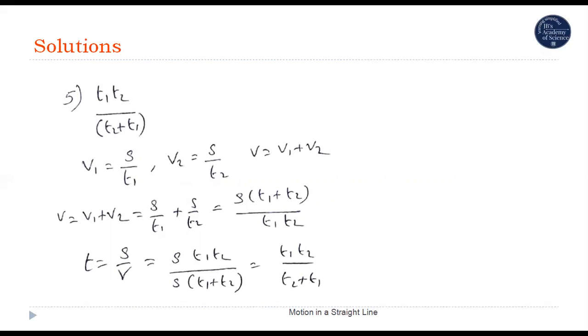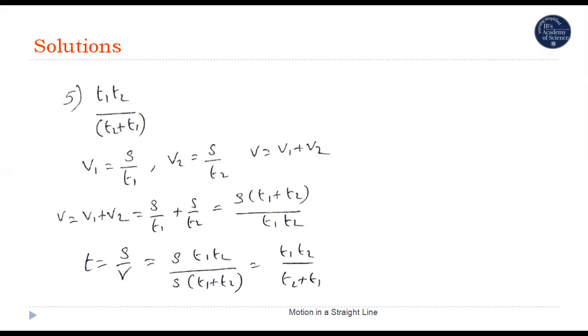Question number 5. T1 T2 divided by T2 plus T1. The distance is same, s. Therefore, v1 during the first time interval, v1 is equal to s by T1. And during the second time interval T2, v2 is equal to s by T2. The total velocity is v1 plus v2. v is equal to v1 plus v2. That is s by T1 plus s by T2. That is s into T1 plus T2 divided by T1 T2.